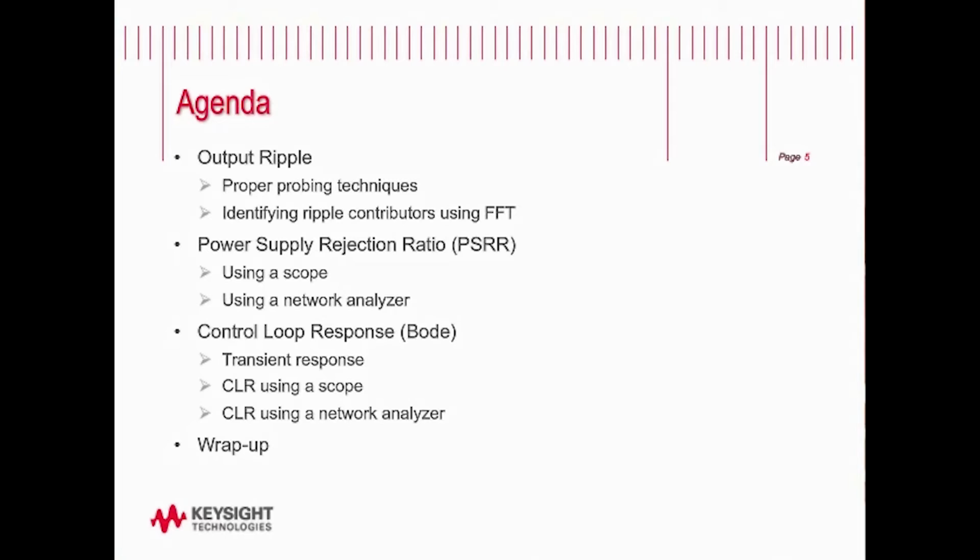And then we'll also take a look at how you can do some analysis looking at output ripple using FFT. Next, we'll move into power supply rejection ratio, talk about what it is, and then take a look at measurement results using a scope with a built-in generator, and then also using a network analyzer. And then we'll move into control loop response, or Bode, gain, and phase plots. We'll first address transient response, which is very much associated with a control loop response. How fast does the response respond to a change? And we'll look at the results on a scope as well as a network analyzer. Then we'll wrap it up.